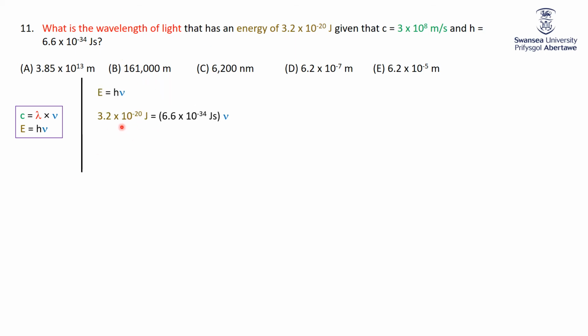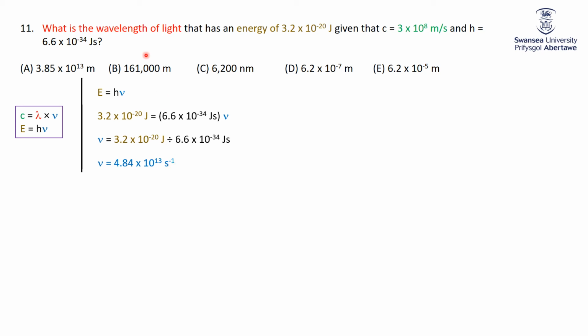Pop in our values, 3.2 times 10 to the minus 20 into there. h, 6.6 times 10 to the minus 34. Frequency, we don't know. We're going to calculate that here. So the frequency is 3.2 times 10 to the minus 20, divided by 6.6 times 10 to the minus 34. And the frequency, 4.84 times 10 to the 13. And the units of frequency are per second or hertz.